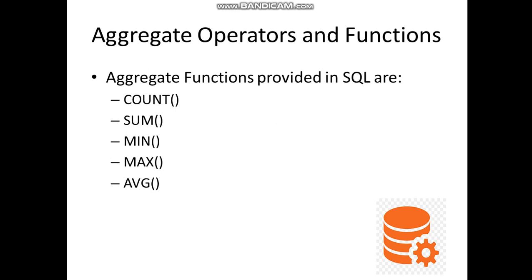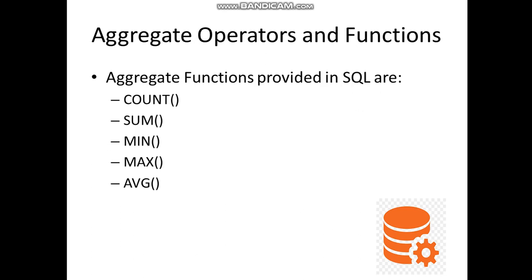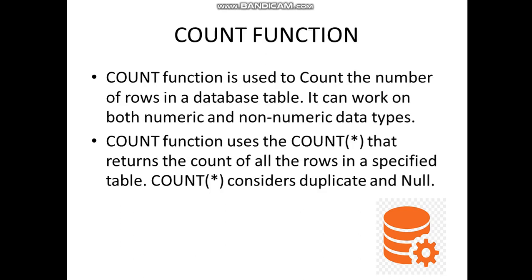So there are some aggregate functions which are going to help us to do such mathematical operations on our database, correct? So first function is count function. Count function is used to count the number of rows in a database table. It can work on both numeric and non-numeric data type. Count function uses the count star that returns the count of all the rows in a specified table. Count star considers duplicates and null.